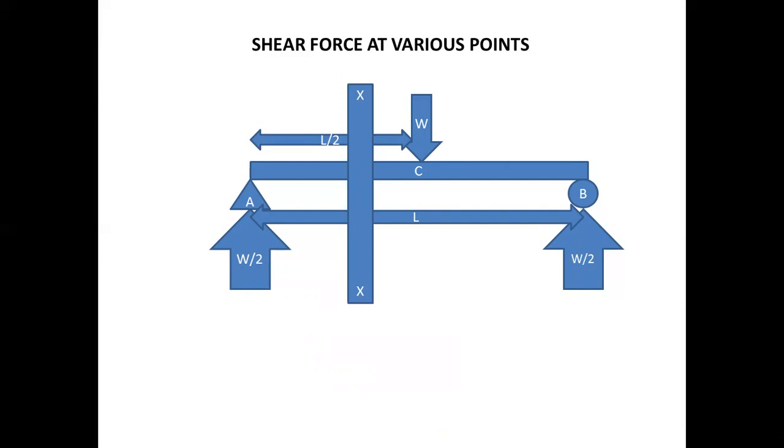Now the beam is divided into two parts. One is the left part, another is the right part. And I have taken the distance of the section X from the point A as X. Since I have taken the distance X from the point A, I have to start my problem from the left side.